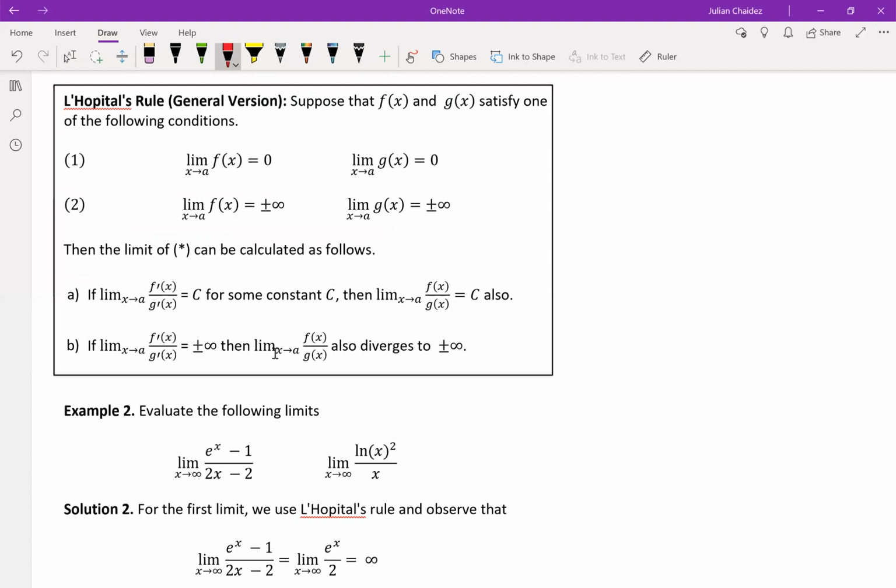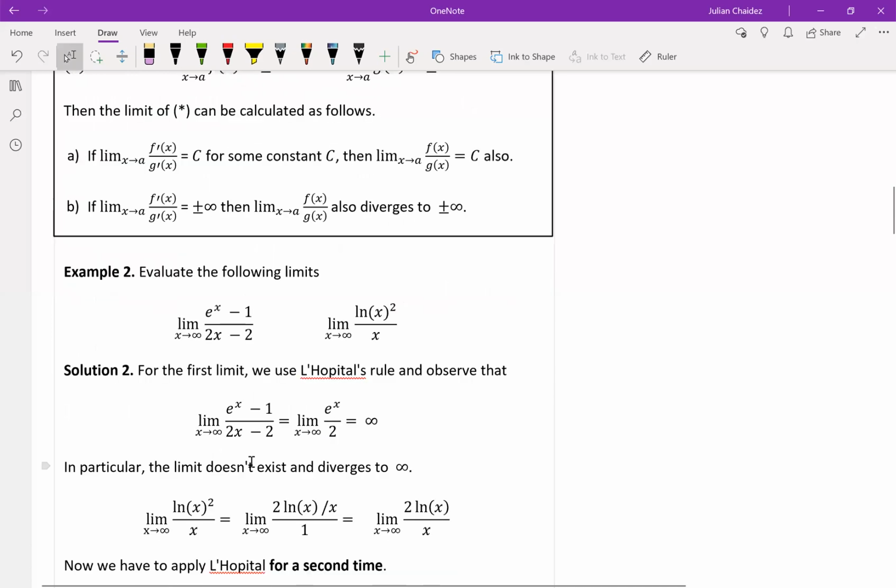And then the second situation is if f prime of x and g prime of x actually diverge. It's possible for f prime of x over g prime of x to go to plus or minus infinity. In that case, f of x over g of x will also diverge to plus or minus infinity. So even in the cases where f prime of x over g prime of x has a well-defined limit of plus or minus infinity, as x goes to a, then I can also use that to deduce something about f of x over g of x diverging.